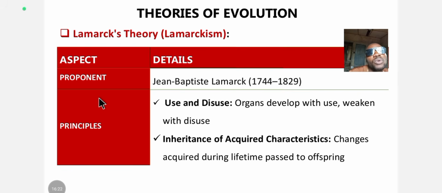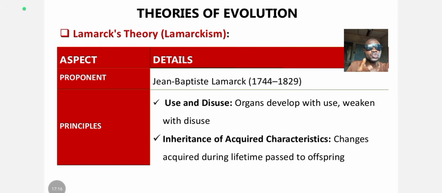The proponent is Jean-Baptiste Lamarck, 1744 to 1829, the years he lived on this earth. Lamarck proposed the theory of evolution called use and disuse. He stated that organs develop with use and weaken when you don't use them. Let me give you a very relatable example. When people go to the gym, they say their muscles get bigger. That is explaining Lamarck's theory of evolution.